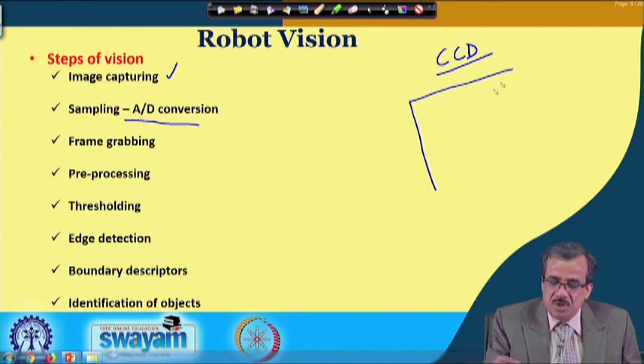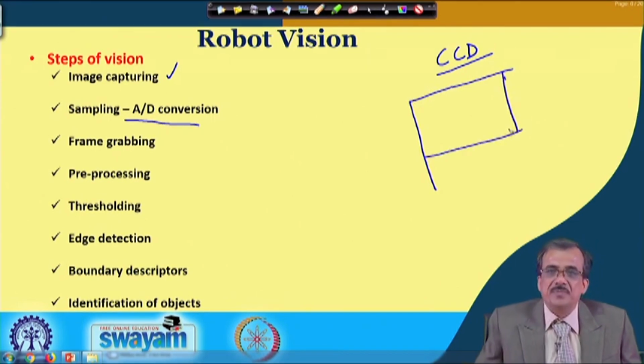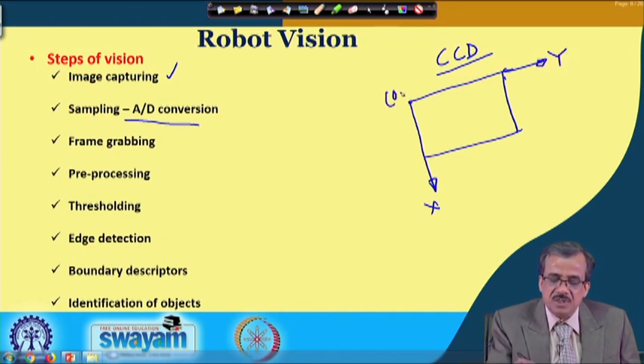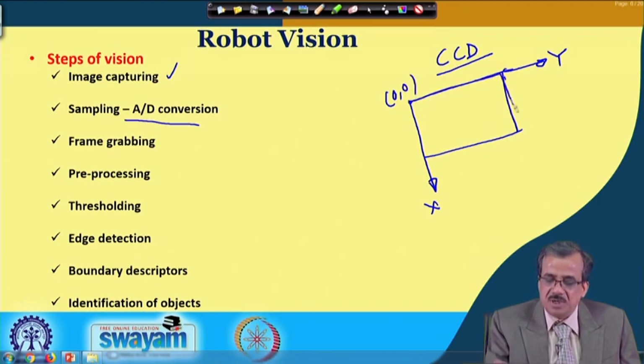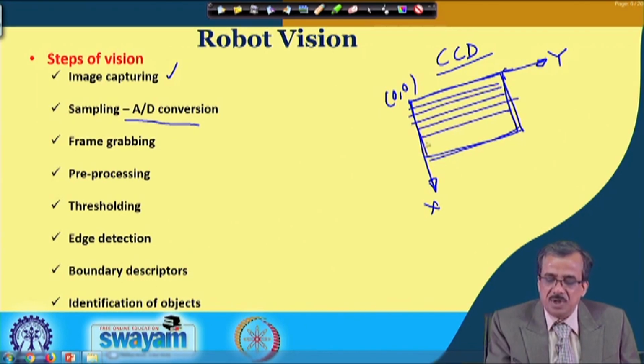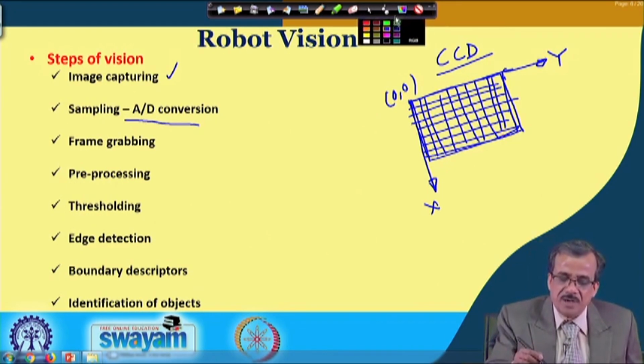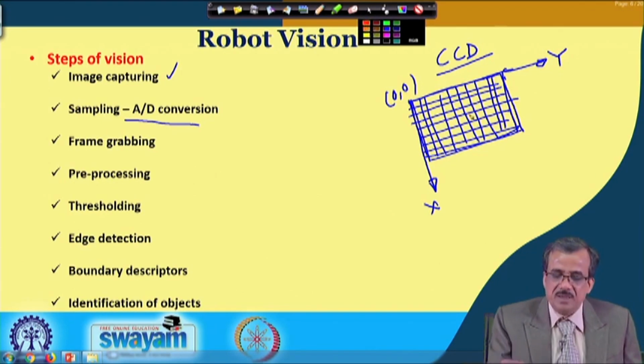Supposing that the image is put on the computer screen, and on the computer screen I have got one coordinate system, say x and y, and this is the origin, say 0 0. The whole computer screen is divided into a large number of small elements, and these elements are known as the picture elements or the pixels. And supposing that here I have got one object.